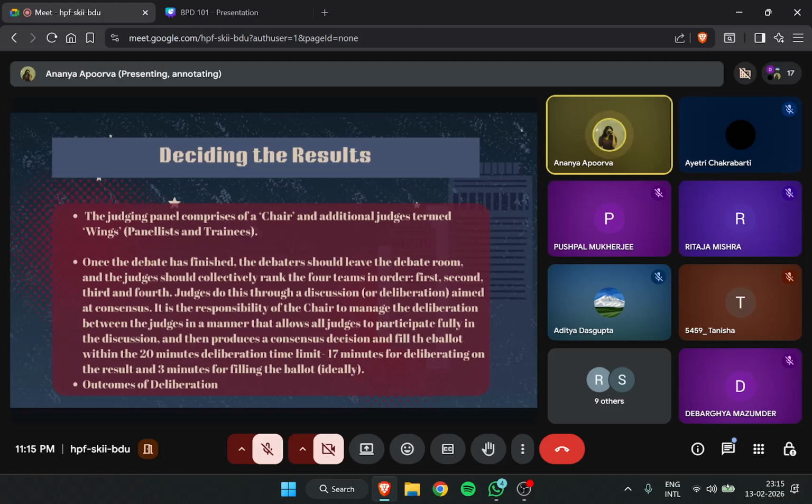Once the debate has finished, the debaters will leave the room, and judges will collectively rank the four teams in order, which is first, second, third, and fourth. Judges do this through deliberating between which team should be ranked first, second, third, and fourth. This is actually different from APD.